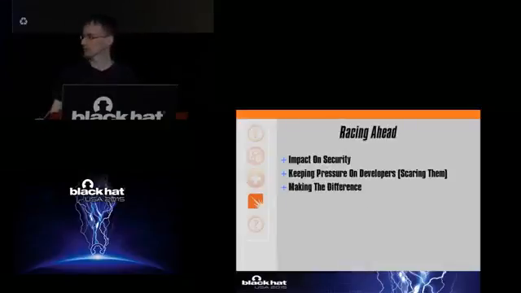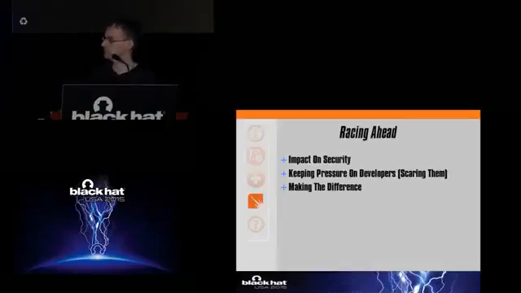So, racing ahead. I mean, these types of stories have been told before. All right, vendors and their poor choices, and it's about racing ahead. And we're here to talk again about impact on security and keeping pressure on developers, and the difference we're trying to make here.